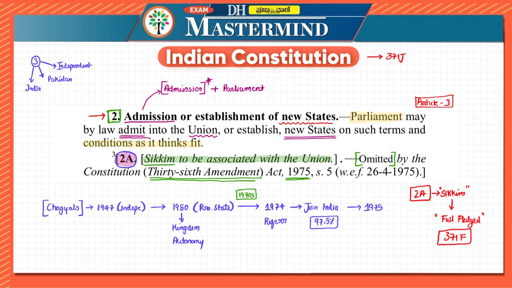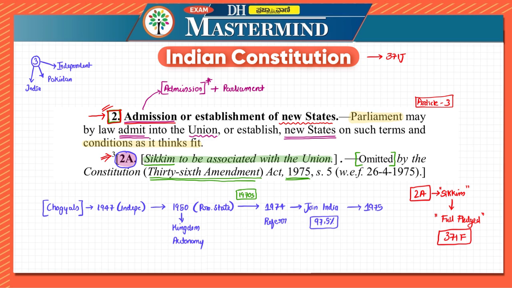Now what did we see? We saw that admission or establishment of a new state comes under Article 2. Previously there was Article 2A, which was related to Sikkim and was omitted by the 36th Constitutional Amendment Act, and we saw a small history behind that as well. Let us move on to the third article. The third article will again be important, because we have to understand the difference between the second and the third. Second is related to a new state altogether. Third is related to changes to the existing state.